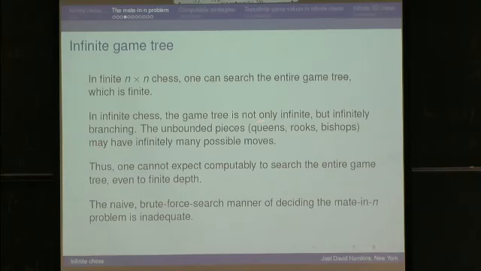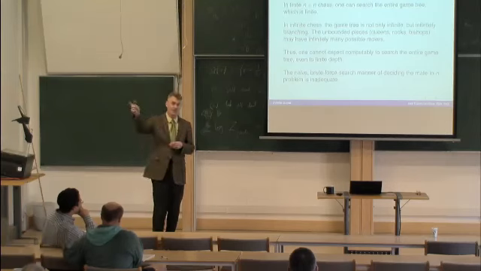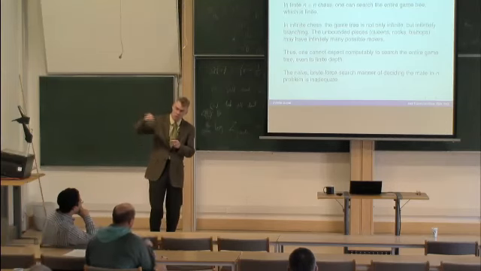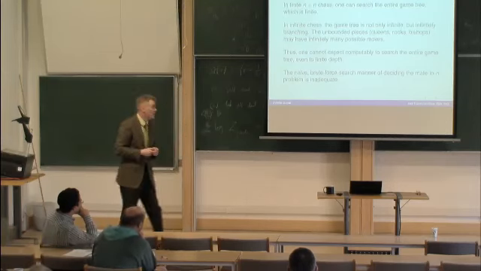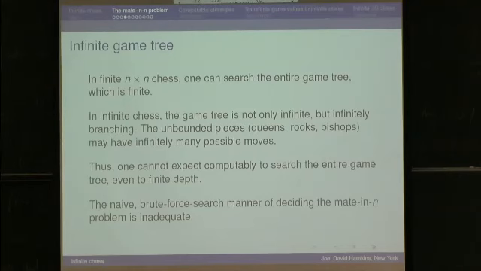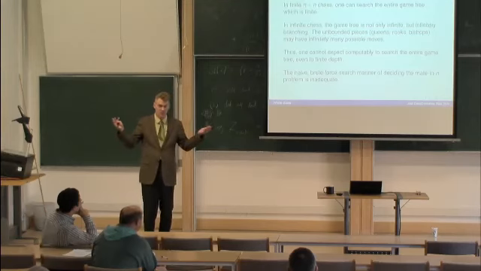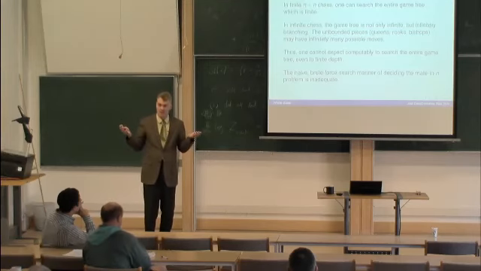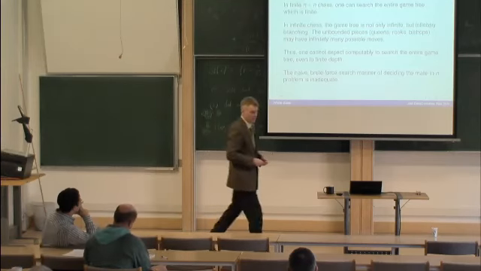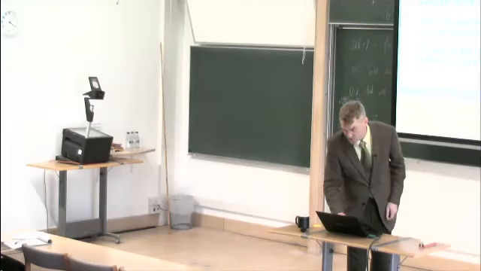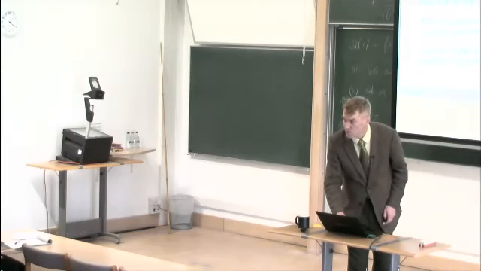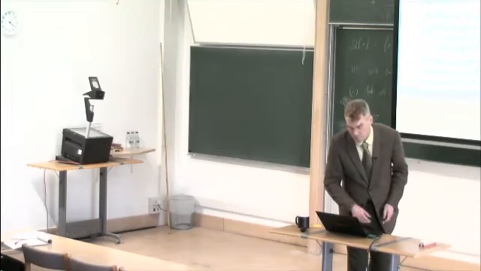But in infinite chess, the game tree is not only infinite, but it's infinitely branching, because in a given position, there are infinitely many possible moves. A bishop can go a little bit out or further, sort of arbitrarily far. So the tree is infinitely branching, and one cannot expect to computably search that tree even to finite depth. Even if you only want to look 5 moves ahead, there's still infinitely many things to be looking at. You cannot search the game tree in principle. So the brute force solution doesn't seem to show anything about decidability.